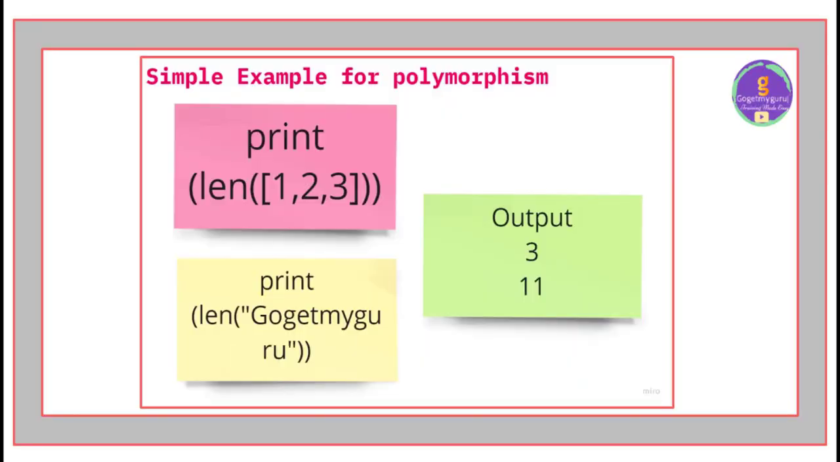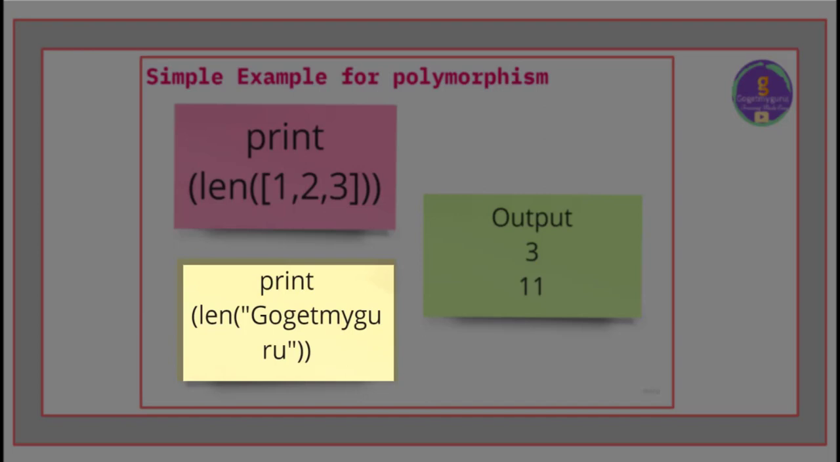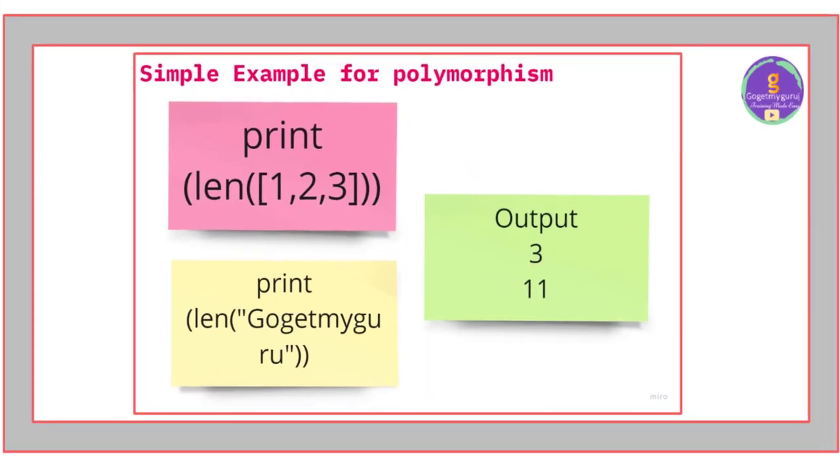This diagram contains two len functions in two print functions. Here, the len function is a function that can run with many data types in Python. One is for counting how many integers and another one is for counting how many letters are in a string. Let's demonstrate this in VS Code.